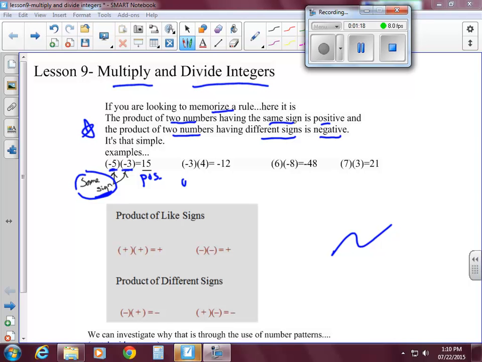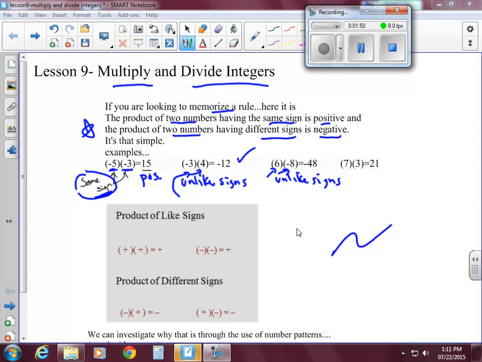Well, here, these are unlike signs. You've got a -3, but you're multiplying that with a +4. So negative times a positive returns a negative. So -3 times 4 is -12. Likewise here, you have unlike signs. So this is a +6 multiplied with a -8. You're going to return -48. Now we can memorize this rule, but we do want to think about why.